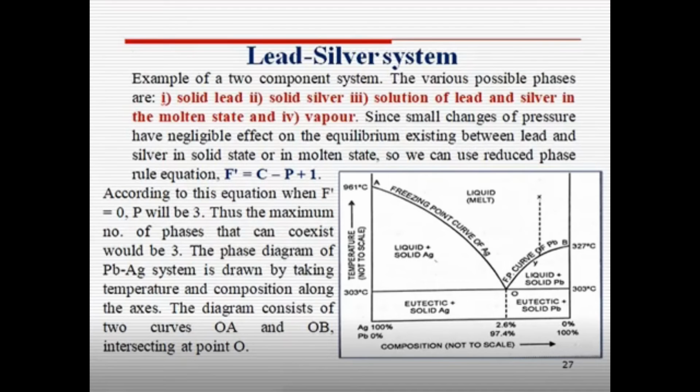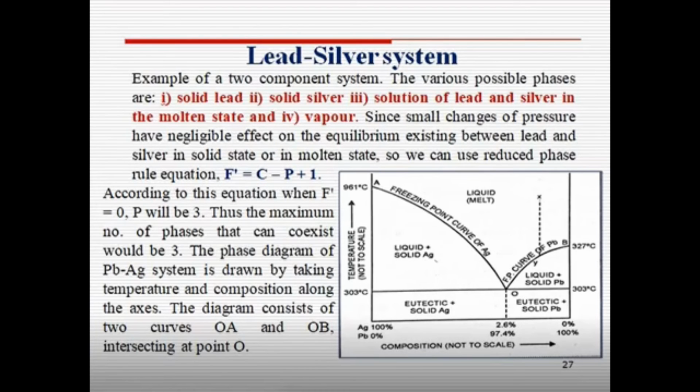Next we will consider the lead silver system. It is an example of a two component system, and the various possible phases are solid lead, solid silver, solution of lead and silver in molten state, and vapor phase. Since we are considering equilibrium between lead and silver in solid state or in molten state, we can neglect the vapor phase. Thus we can use the reduced phase rule equation, that is F dash is equal to C minus P plus 1, because we are neglecting the effect of pressure.